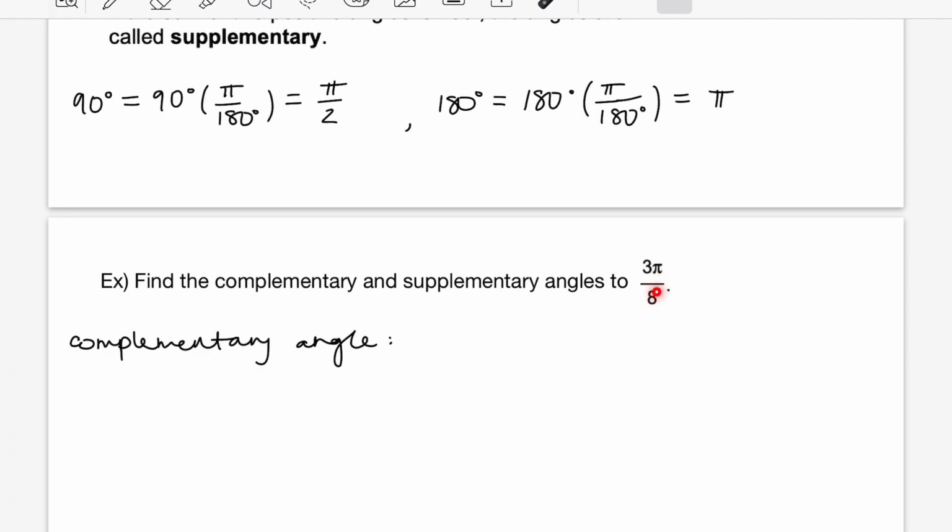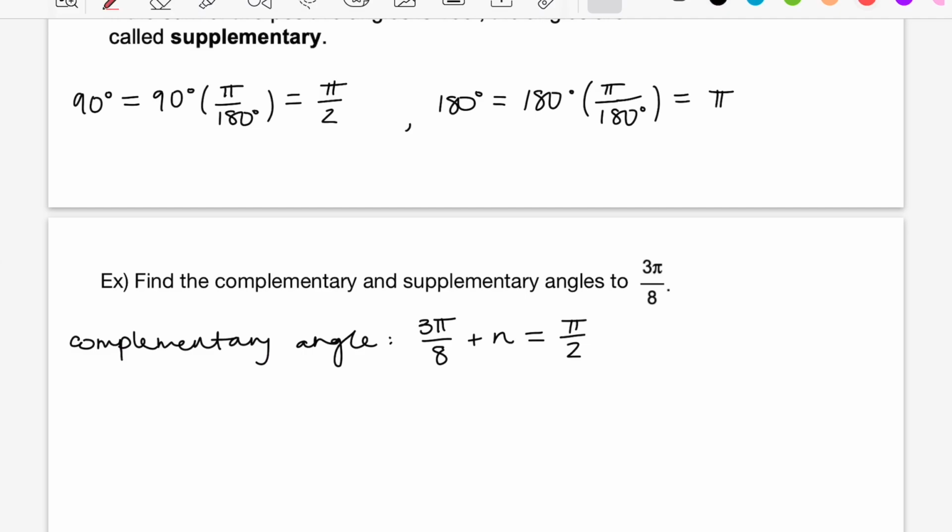To 3 pi over 8. So this tells us that the sum of two angles, one of them being 3 pi over 8, the other being unknown, the one that we want to find, which I'll denote by n, is going to be equal to pi over 2.